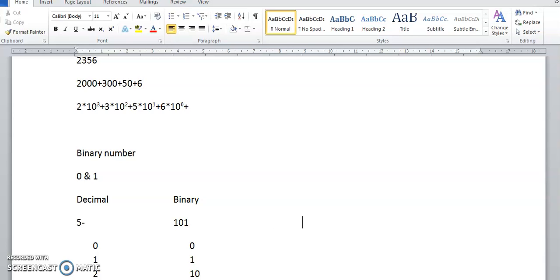Because in binary, 0 plus 0 equals 0, 0 plus 1 equals 1, 1 plus 0 equals 1, and 1 plus 1 equals 10. It's not ten, it's one-zero.